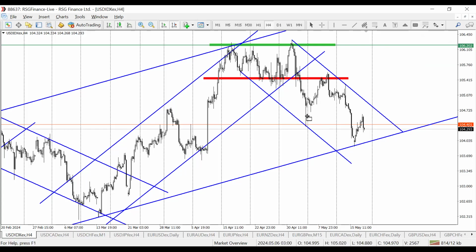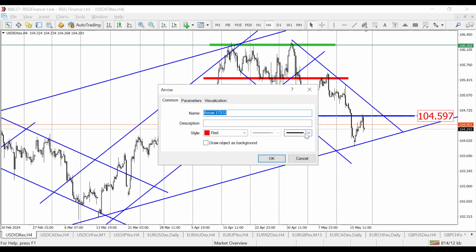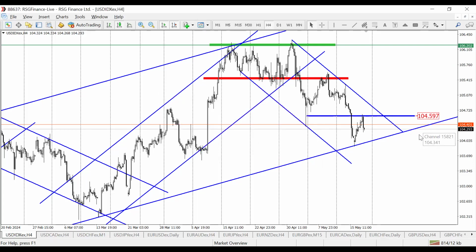So let's look at that. If we're able to set a little bit of key levels, let me give you what this key level is. Just a moment. This is really big. Just a moment, guys. So what we have here will be around the 104.59 level. So will price break above this level? Let's see how that goes.